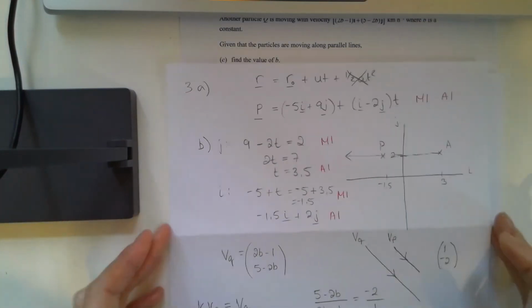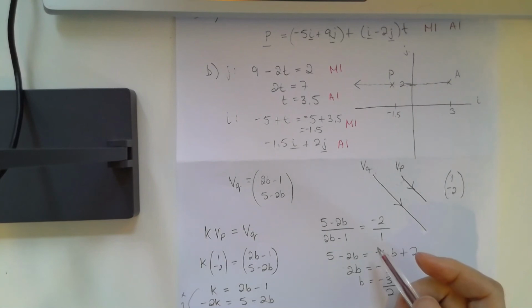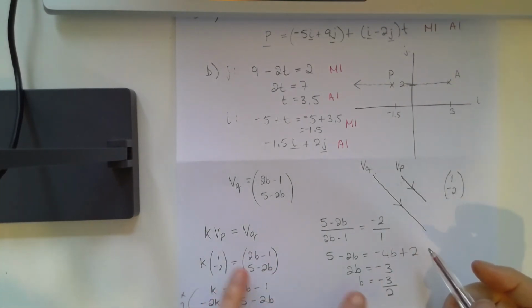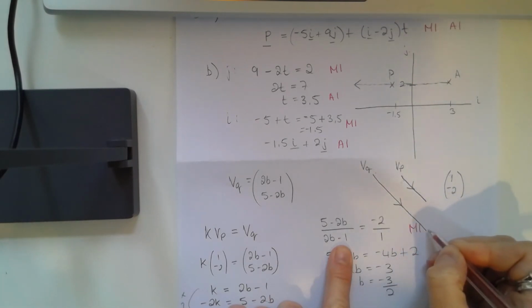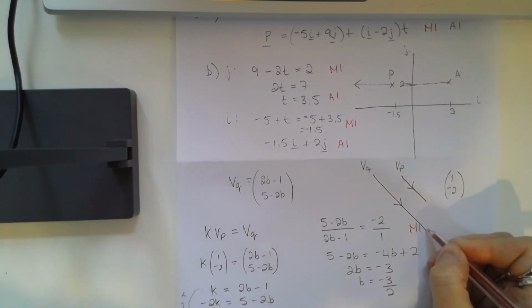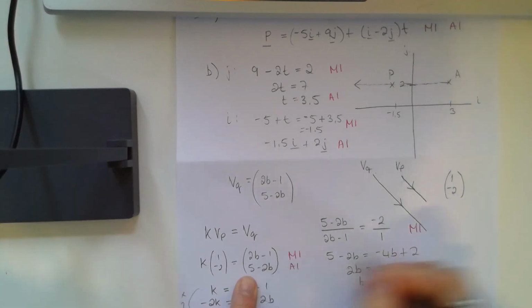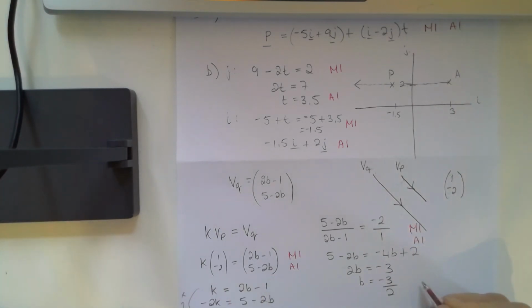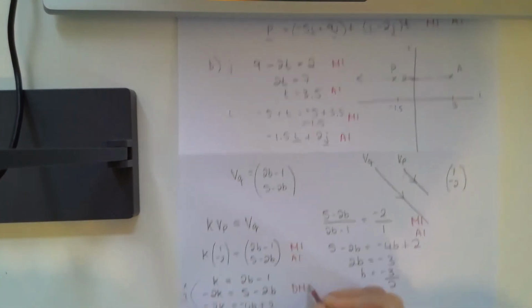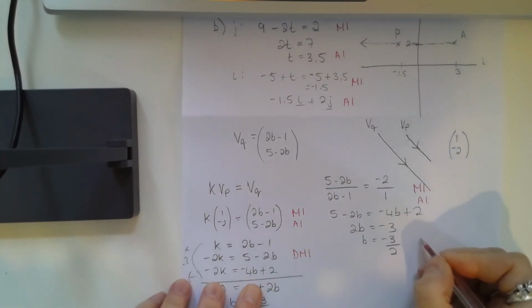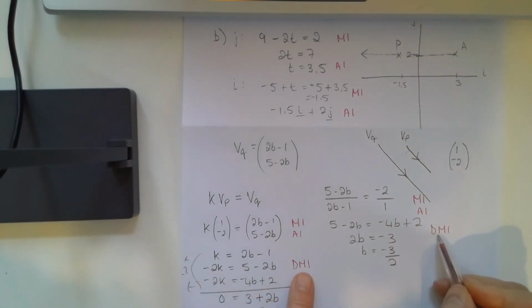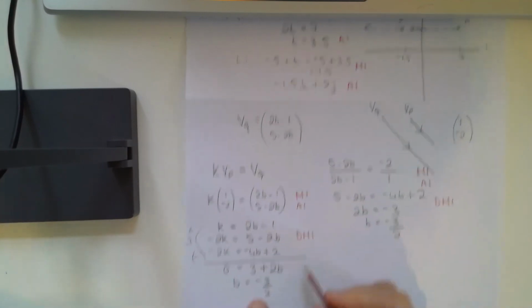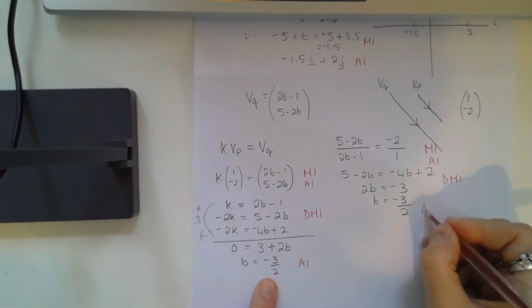For part C, a method mark for either setting up an equation for the gradients being equivalent to each other, even if there are some mistakes, and if you use this method, a method for this here, an accuracy mark if this is correct or this is correct, and then another method mark dependent on getting the first mark for setting up, and again dependent on getting a correct equation here, a method mark for doing the working out, and then an accuracy mark for the final answer, whichever method you use.